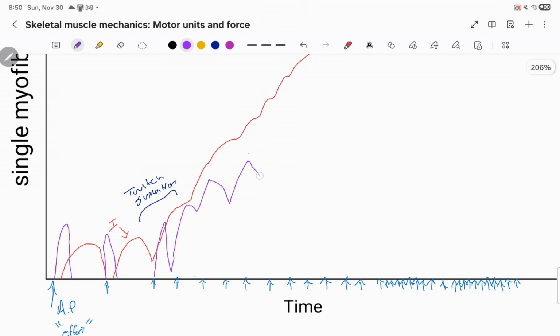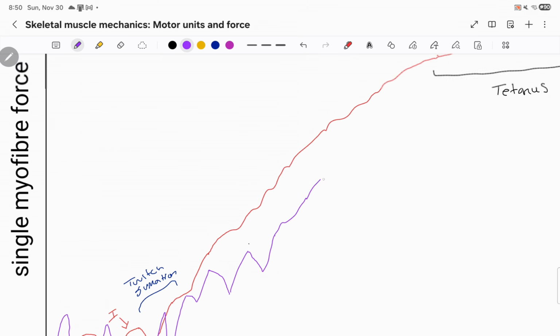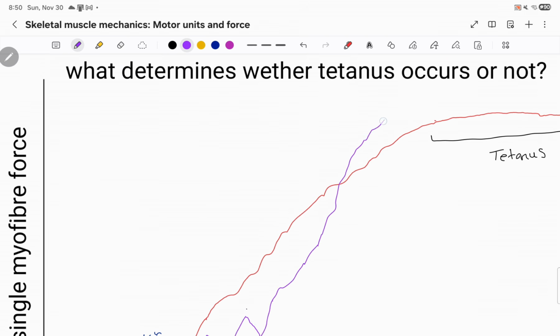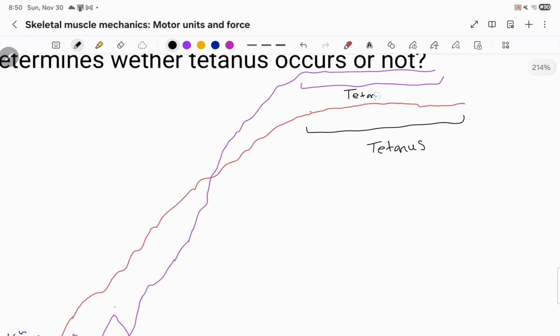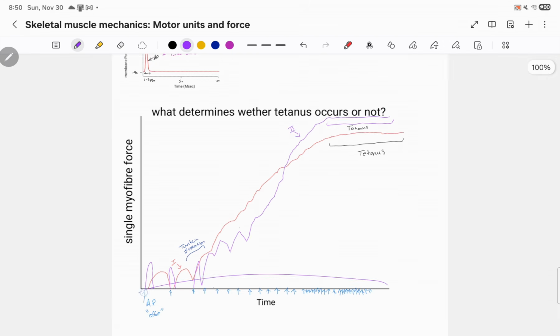Starts to come down, another one, and another one, and another one, and it keeps going, right? And it's going to go until it reaches its own tetanic contraction, okay? Now, this right here is tetanus, but for a type 2 fiber, okay? Now, we follow the same action potential frequency pattern here.